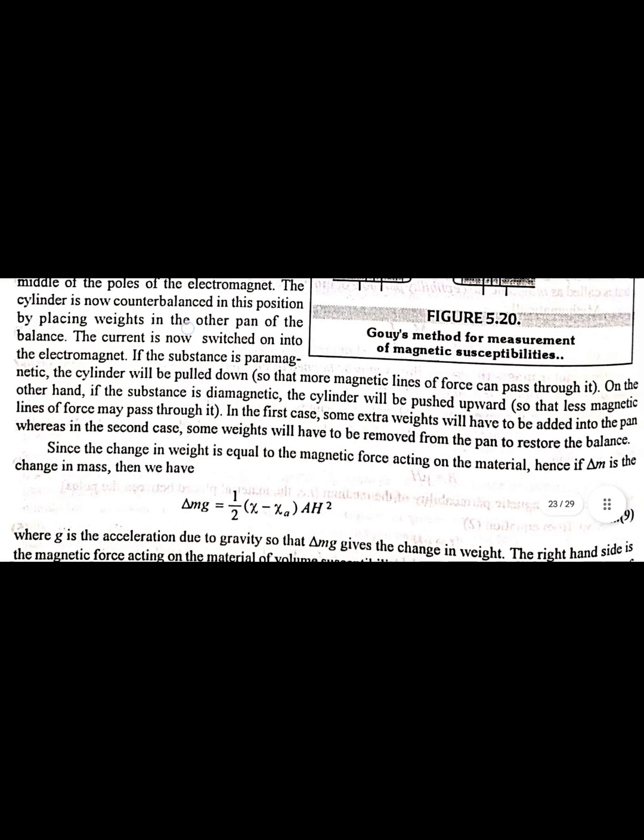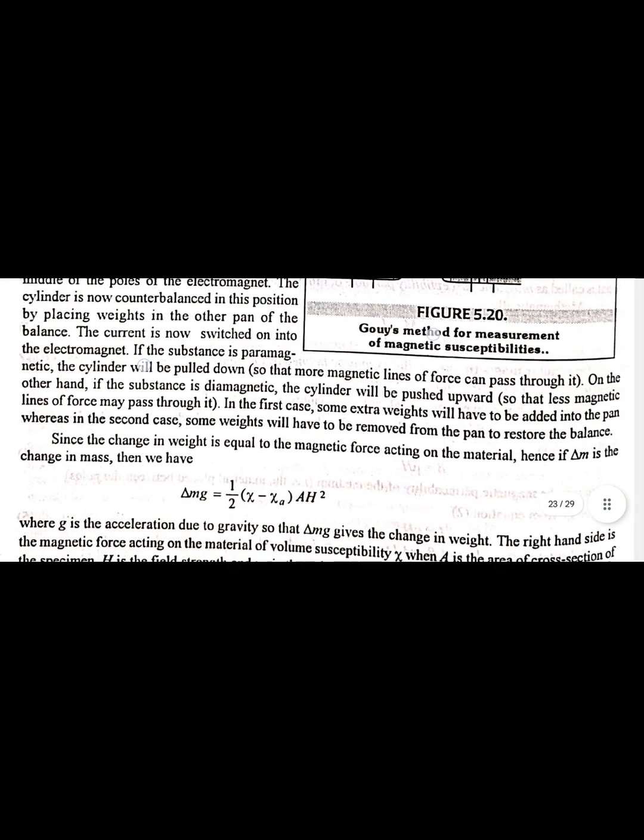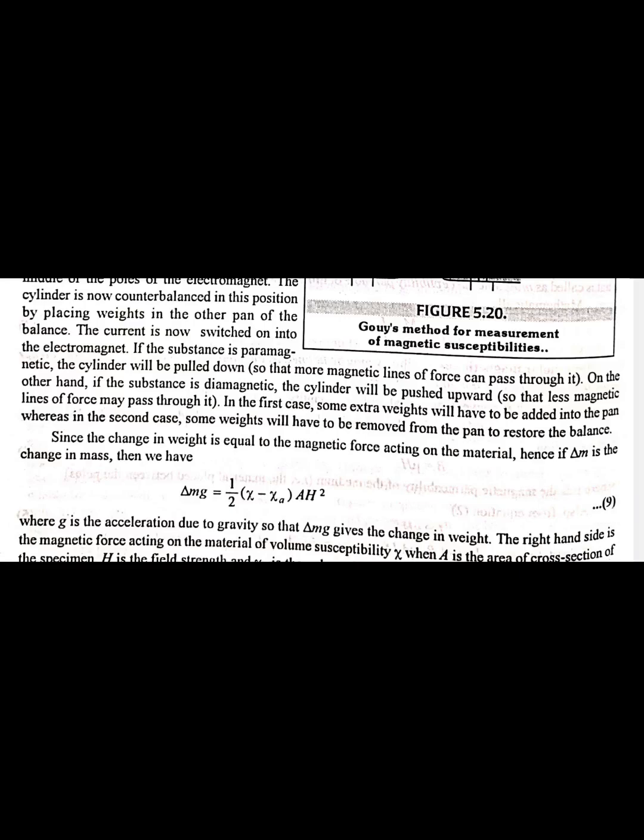If the substance is paramagnetic, the cylinder will be pulled down so that more magnetic lines of force can pass through it. On the other hand, if the substance is diamagnetic, the cylinder will be pushed upward so that fewer magnetic lines of force may pass through it. In the first case, some extra weights will have to be added into the pan, whereas in the second case, some weights will have to be removed from the pan to restore the balance.